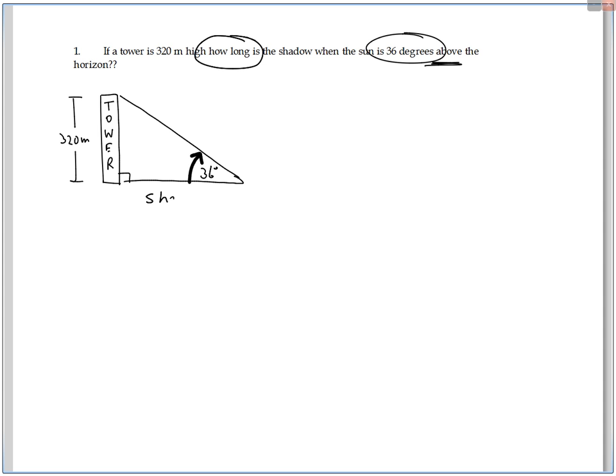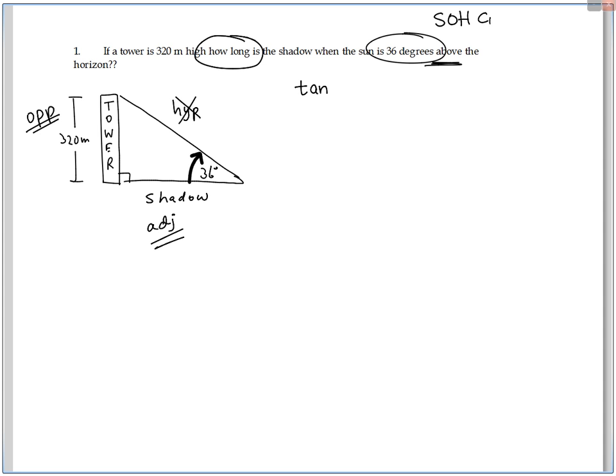The shadow would be here. Need some labels. 320 needs a label. Shadow needs a label. 320 is opposite 36. Shadow is adjacent 36. And hypotenuse, I don't know anything about the hypotenuse. Which formula has nothing to do with the hypotenuse? Tangent.